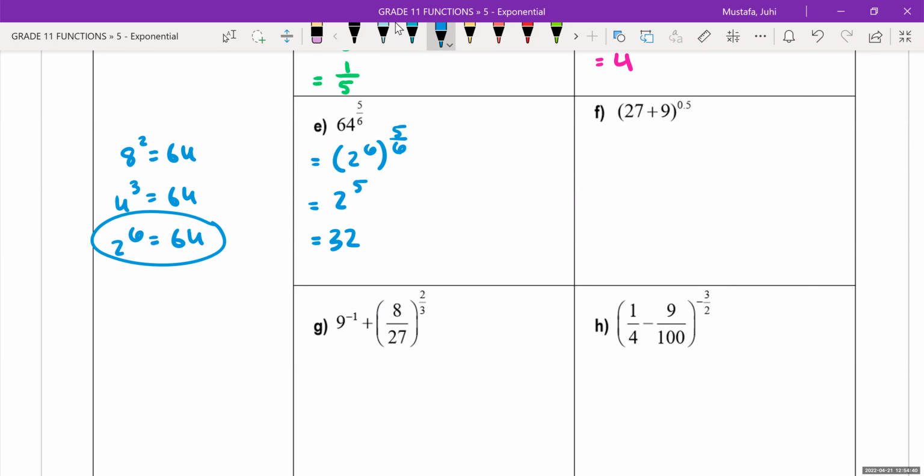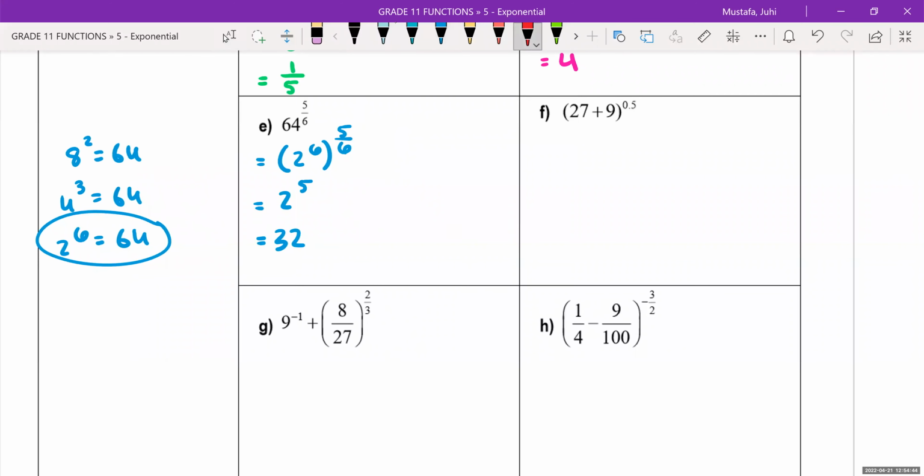Questions F, G, and H, we're adding a little bit of BEDMAS into it, but nothing really changed. It's still all the same concept. So according to BEDMAS, remember you've got to do brackets first. So 27 plus 9 is going to give you 36 to the power of a half.